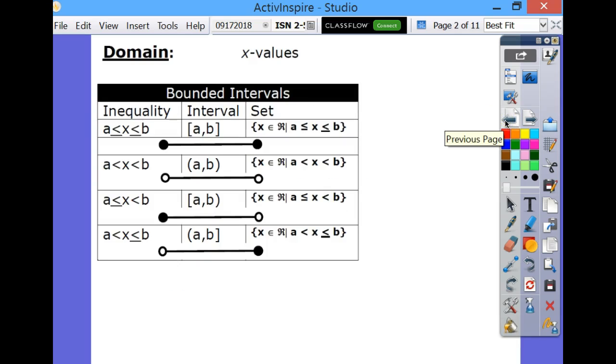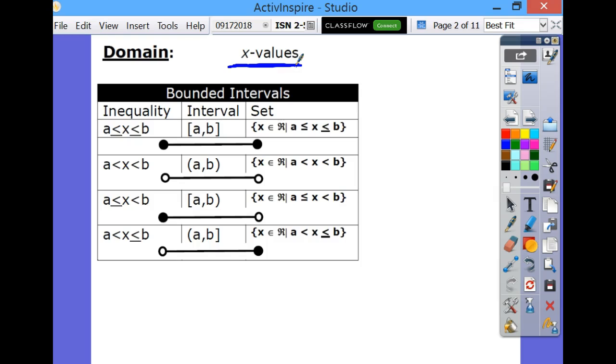So, does this part right here look like what we were doing last week? It should look like what we were doing last week because it is what we were doing last week. When we were doing those number lines, we were finding the domain because the domain is the x values, and when you have a number line, that's all you have is x values.